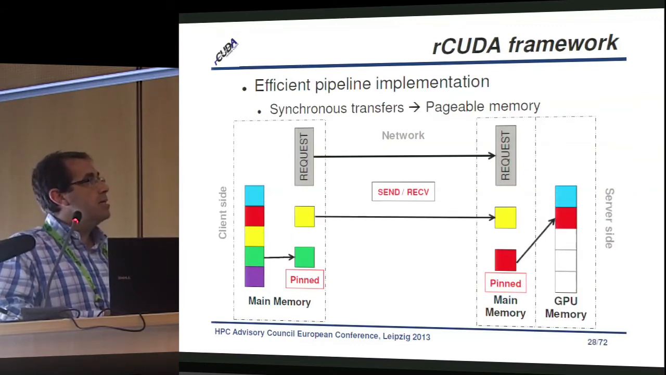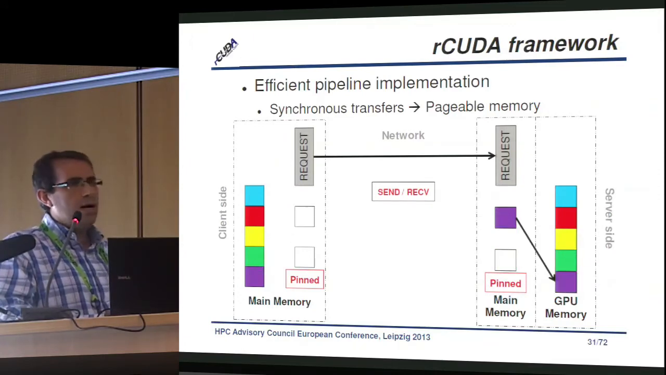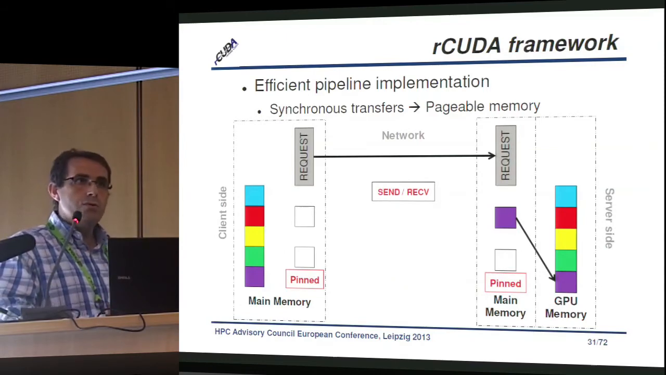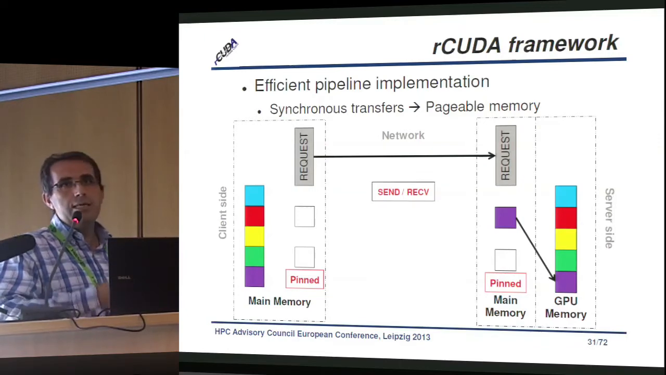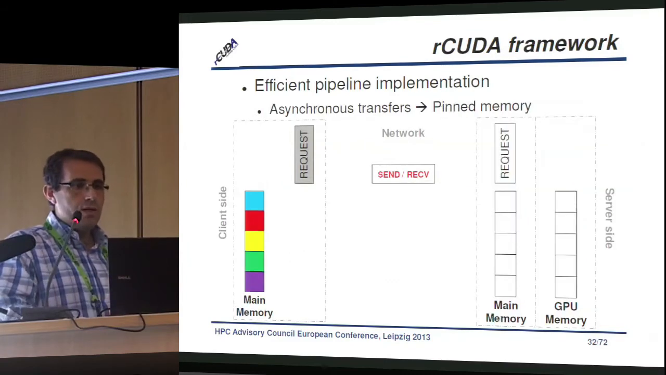So at the end, you can send all the information with a low overhead. I will show you some results with a low overhead compared to the overhead you have if you are sending this information to a GPU directly connected in your node.